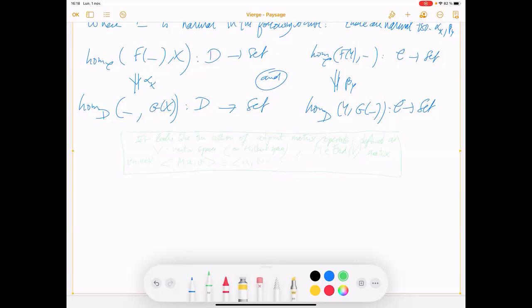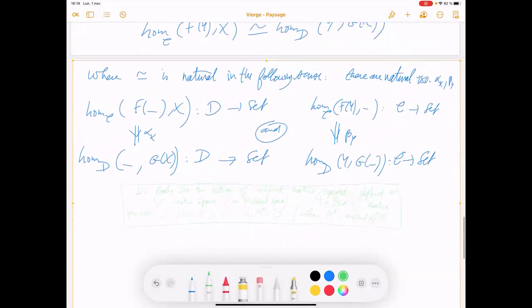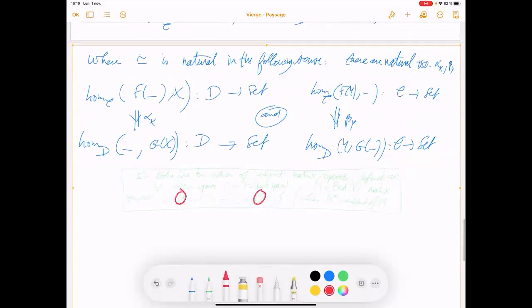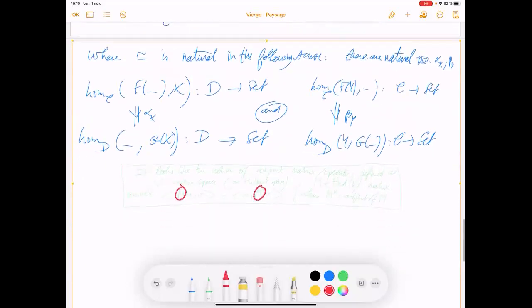So M star. Anyway, I won't go into the details. Just M star, where M star is the adjoint of M. So you see, this is exactly the same structure here. You move M in the inner product from left to right, and by moving that, what you get is the adjoint. And this is also the same thing here.